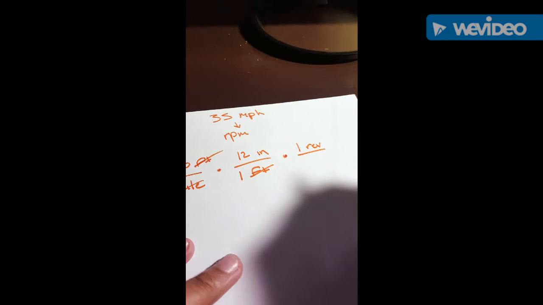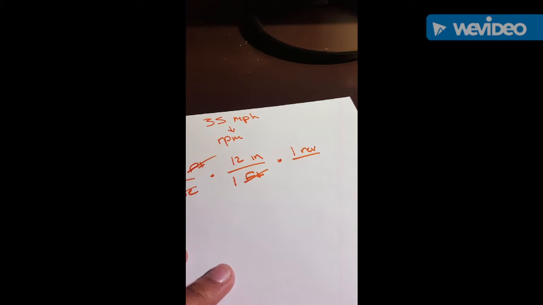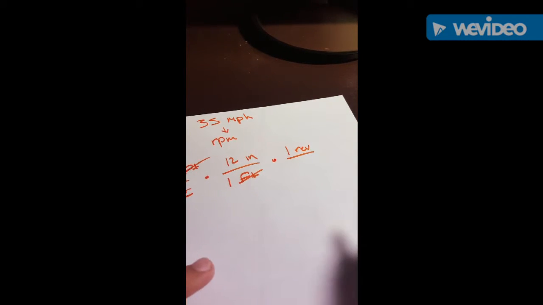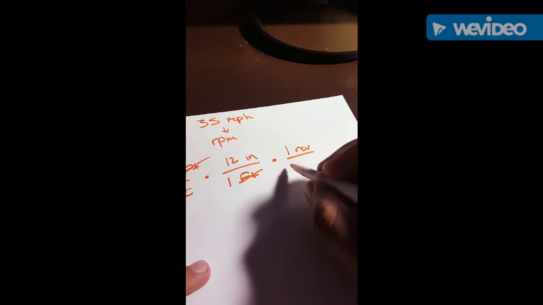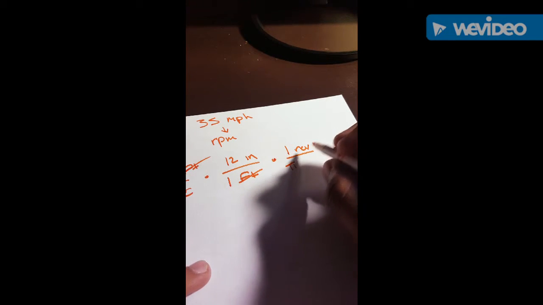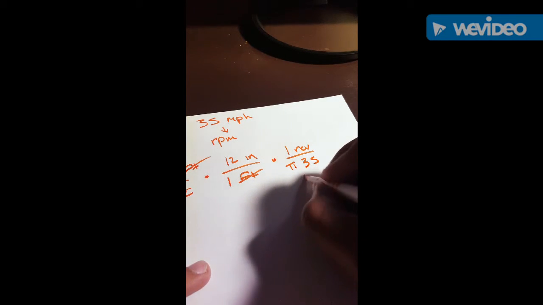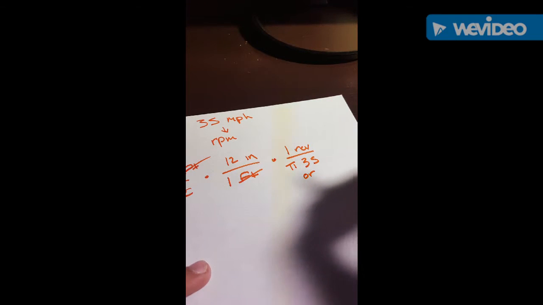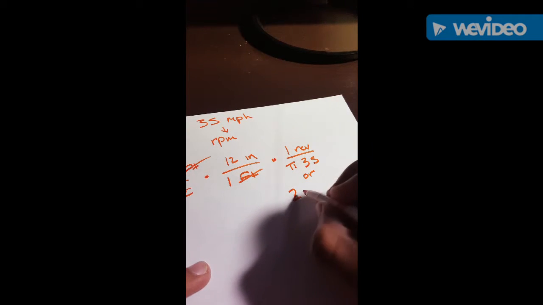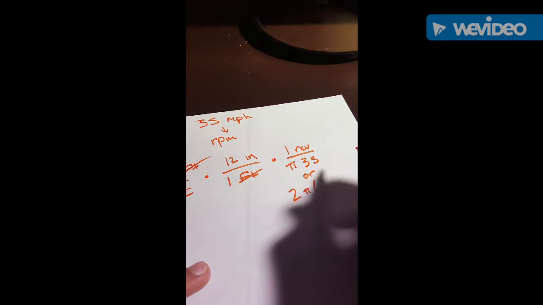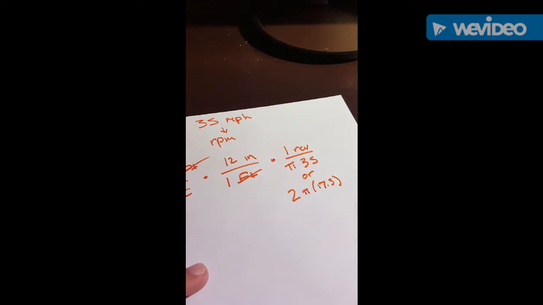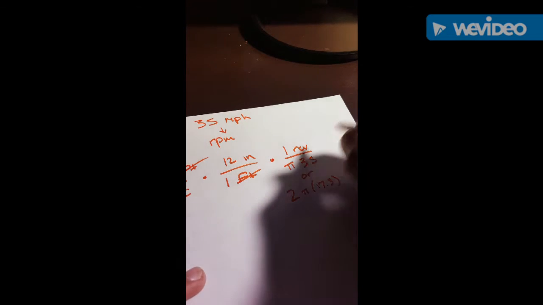And then your next step is when your revolutions come in. So you put 1 rev in the top, and then in the bottom, which is probably the toughest part of this if you don't know how to set it up, you're going to want to use pi times your diameter, which in my case is 35, or you can do the way we learned in class with our teacher, 2 pi times the radius, which is half of the diameter. Either way works. I typed it into my calculator and got the same answer for both.